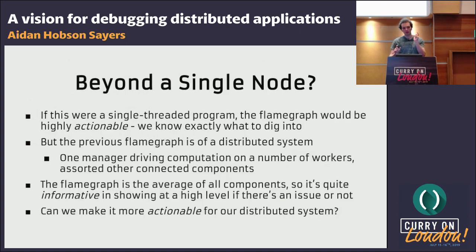But because this is a distributed system running across potentially many nodes, it means that the flame graph in itself is not very actionable. It's informative. It might give us a rough idea of whether things are as we expect, assuming that we have an intuition about what it should look like beforehand. But how can we make things more actionable? How can we find a better way to look at the representation and go, I understand what I need to look into next?